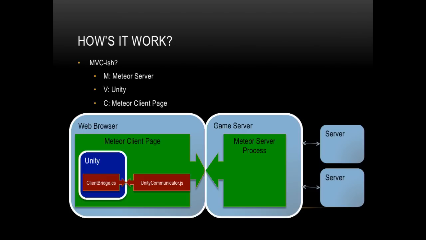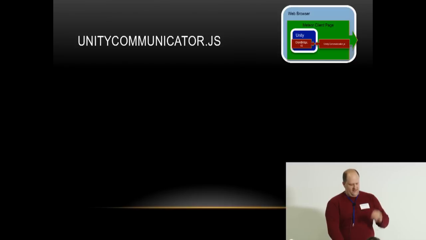Sorry, before I go into that, there are two files that we're going to go into in a little more detail. Unity Communicator, which is the Meteor piece that talks into Unity, and the client bridge, which talks out. Those are the names. I wish I could change them, but they are what they are. So Unity Communicator talks into Unity, thus the name.